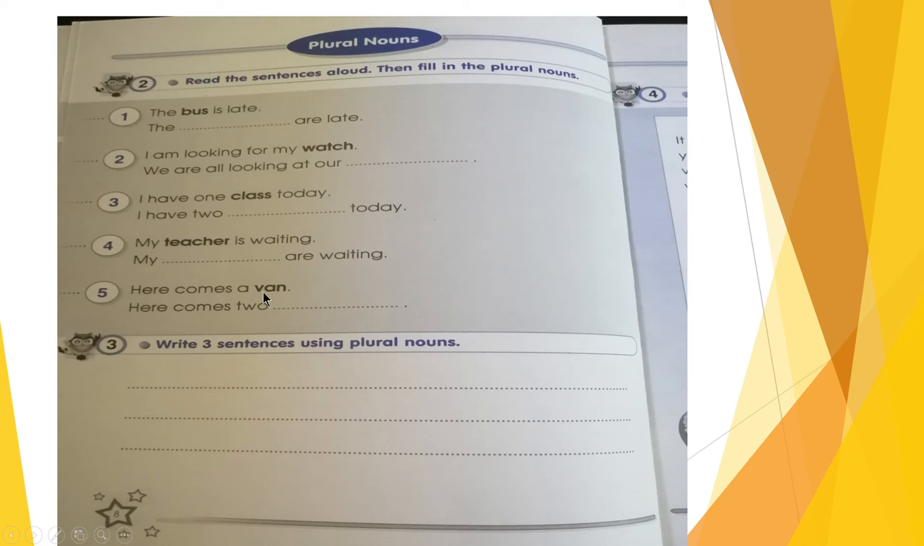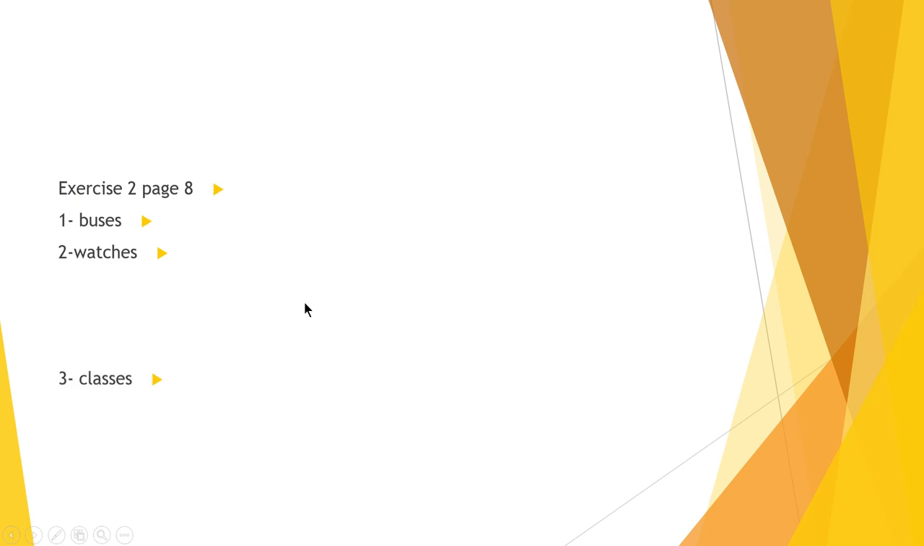Here comes a van. Here comes two vans. Van follows which rule? Rule number 1. Yes, we simply add s. So it becomes vans. Okay.